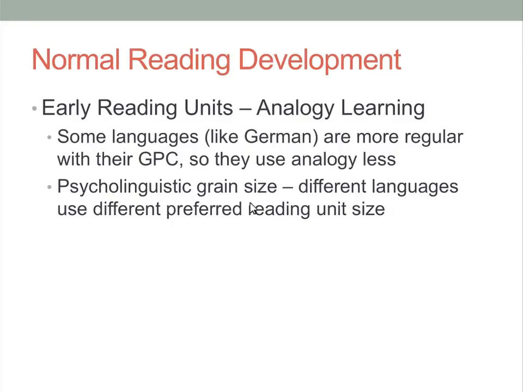Another thing that influences, especially in analogy learning, is what's called psycholinguistic grain size, which just sounds like you're talking about psych sand. But it's that different languages have different preferred reading units. So especially if those languages combine words in different ways. So our reading unit size is usually, at the children's level, individual words, but at an adult level, it tends to be clauses. And so that will make a difference in our ability to use analogies.